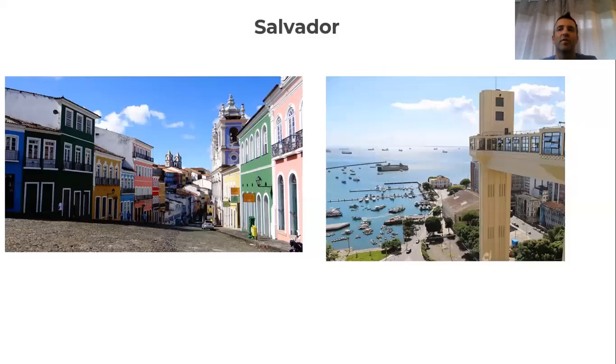Now, there are some smaller cities and towns within Brazil. For example, Salvador. Salvador is one of the smallest cities in Brazil. It's one of the smaller ones. So there are less tall, high-rise skyscraper buildings like there are in Rio or in Brasilia.